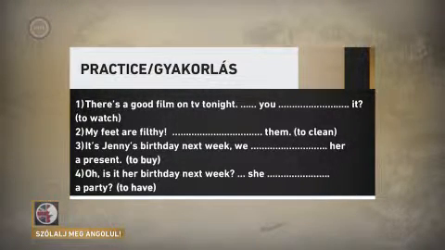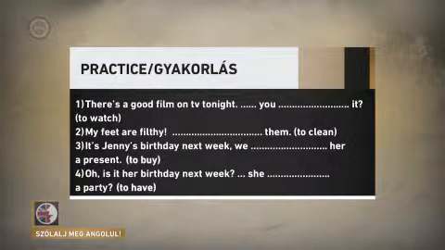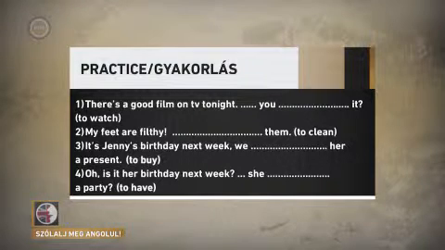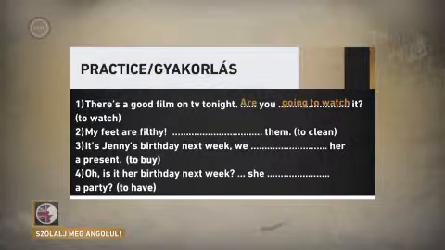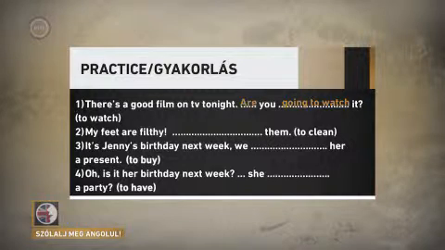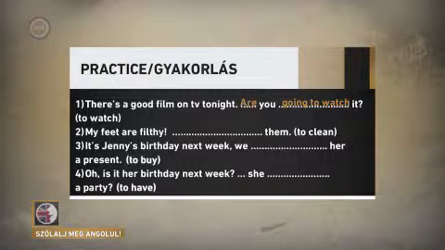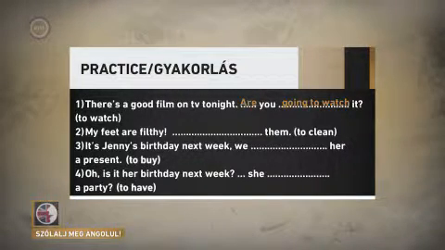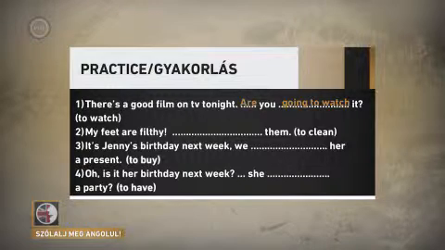Okay, so what have you got for the first one? Correct, a doodly doodly doo. There's a good film on TV tonight. And then the question, are you going to watch it? We know that this one was a question because, well, for one thing, we can see the question mark at the end of the sentence. Okay, next one, number 2.